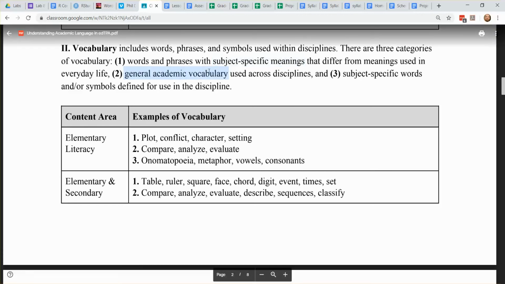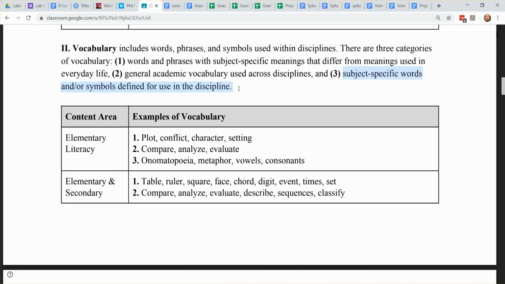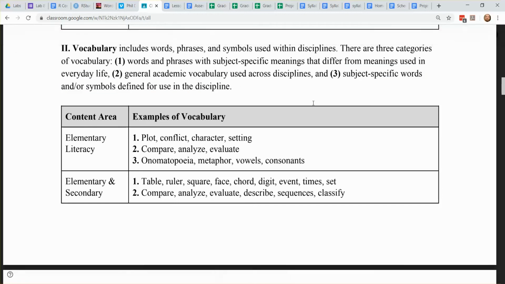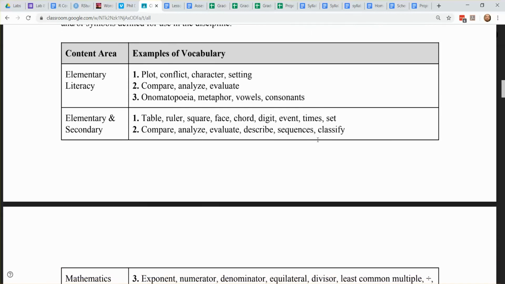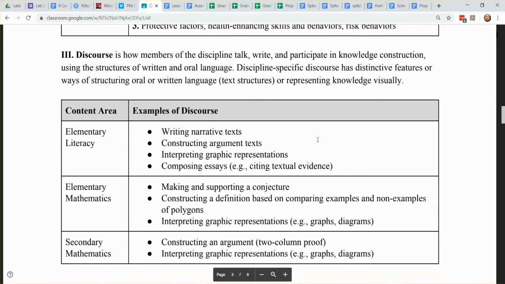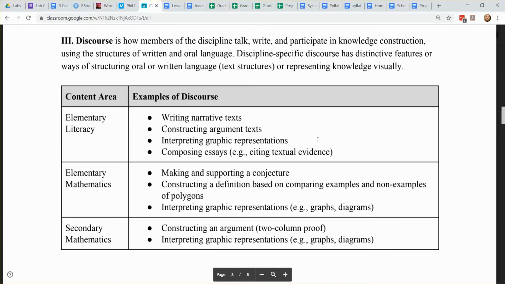Vocabulary can also be general academic vocabulary across disciplines, and then also subject-specific words and or symbols defined for use in the discipline. And so those are ones that are defined specifically within your discipline and don't really have any meaning outside your discipline. Once again, they've got a lot of examples here of vocabulary that you can check out. The last two are maybe a little trickier to get a sense of.